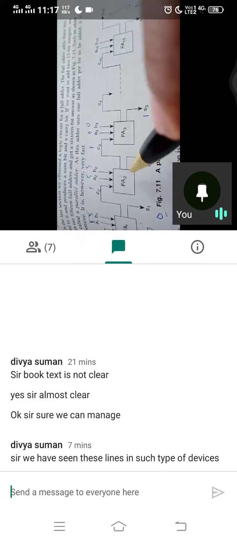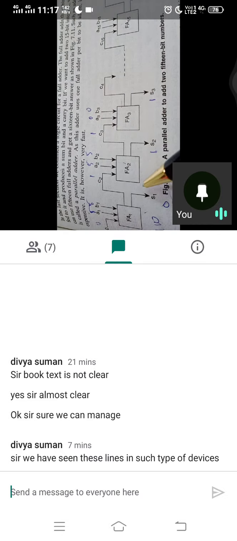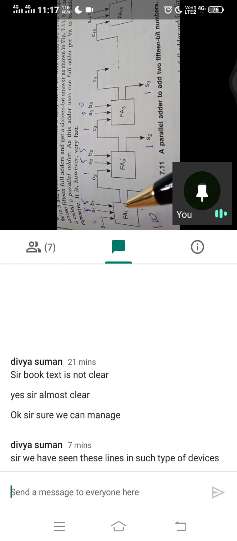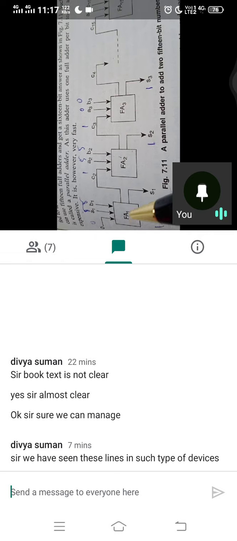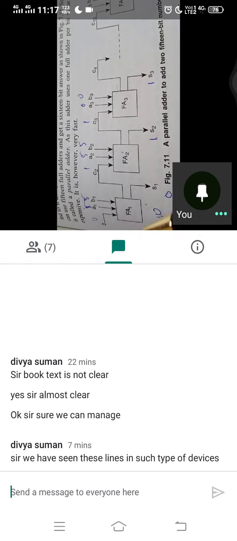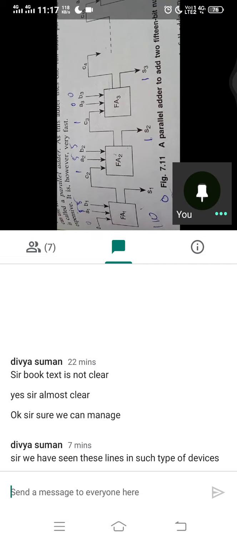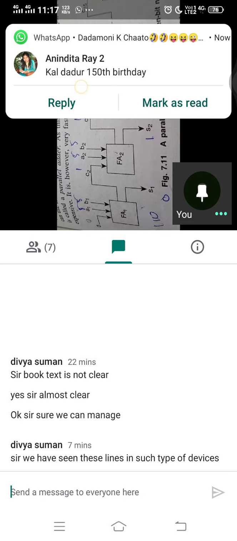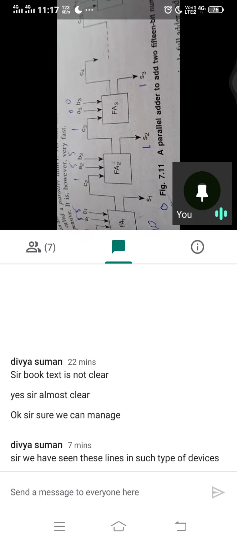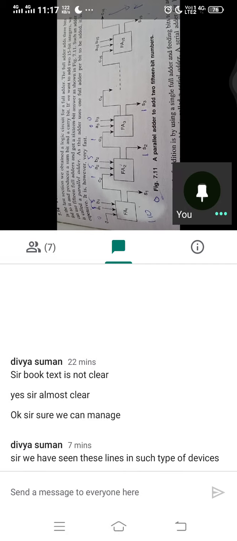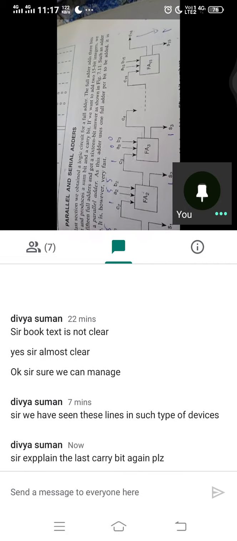This is a parallel adder where all the bits are added through separate adders and the carry is got from the previous adder. And the first adder gets a 0 as a carry. Simple. Is that understood by everybody? Okay, very good.